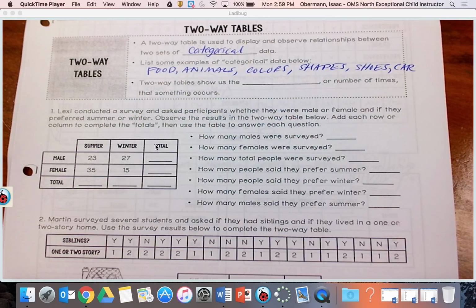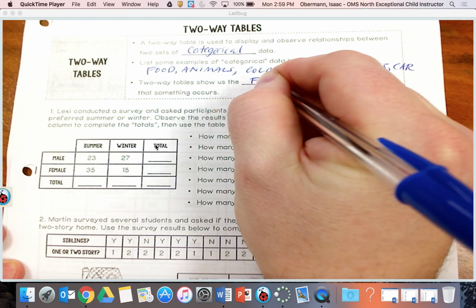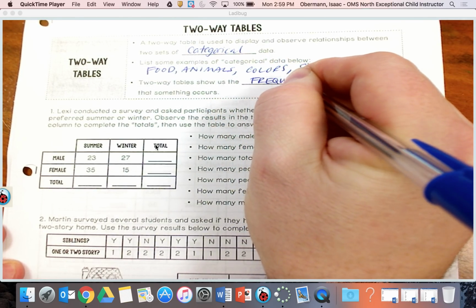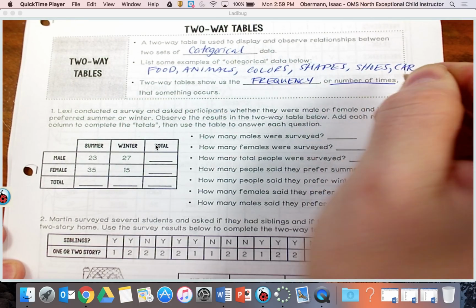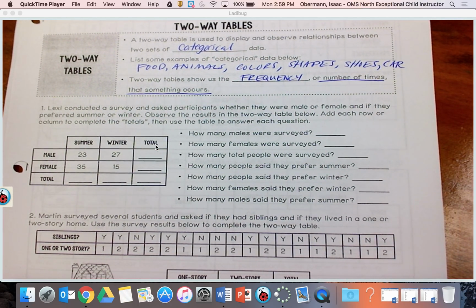The other thing you got to know about a two-way table is that it allows us to see what is called the frequency. A frequency is the number of times something occurs. It allows us to see that good information.